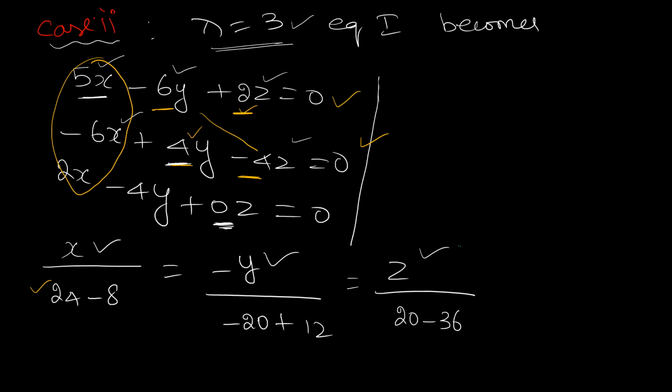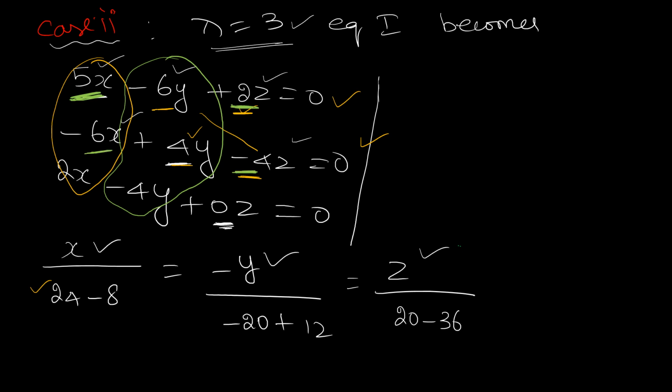Same way, minus y. Let me take another color, green. So this is your y coefficient. Leave your y coefficient as it is, the y column. And only the first two equations we are going to consider. So follow the green color. So leaving y, what are the first values? 5, minus 2, and then minus 6, and then minus 4. Correct?